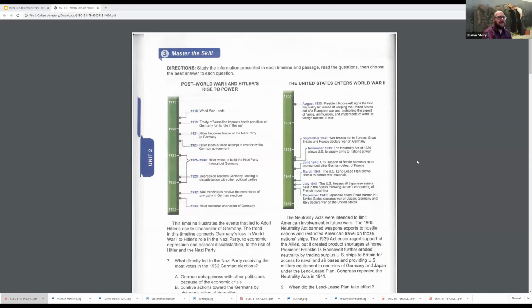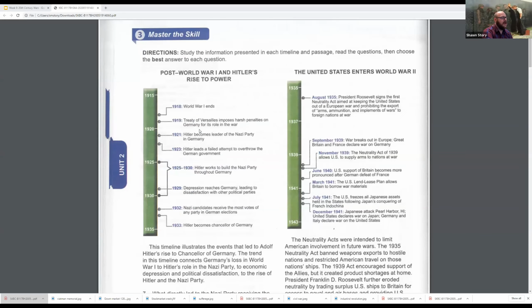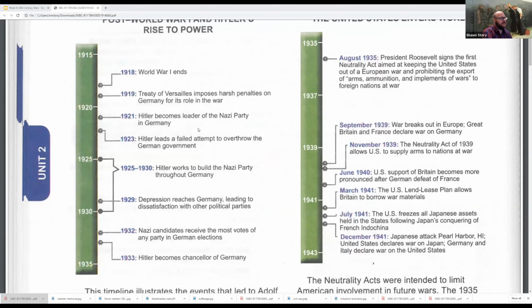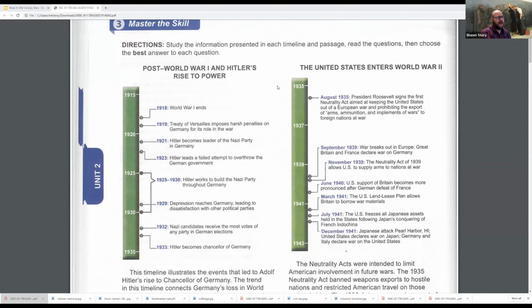All right, let's move on to our questions for this class, our GED readings. So first we have two timelines we're going to look at. One was post-World War I and Hitler's rise to power, and the United States enters World War II. So we see our dates, 1915, all the way to 1943.